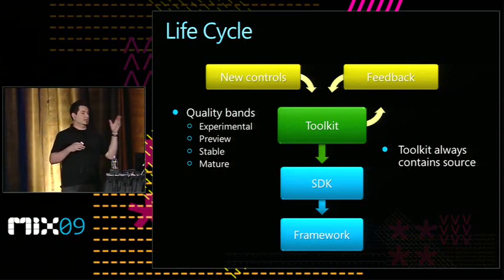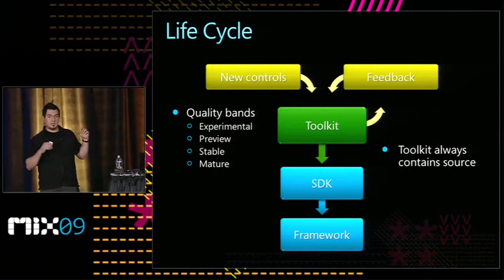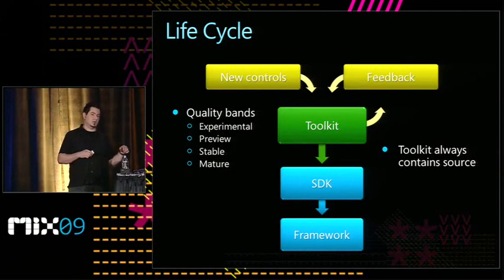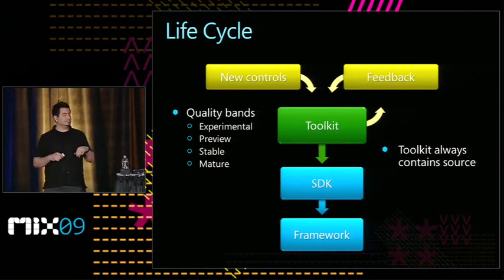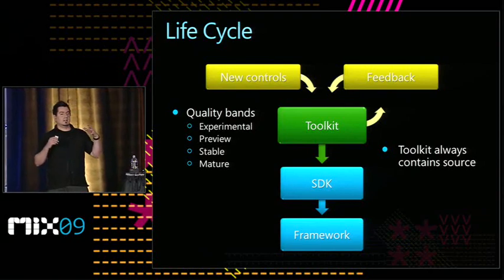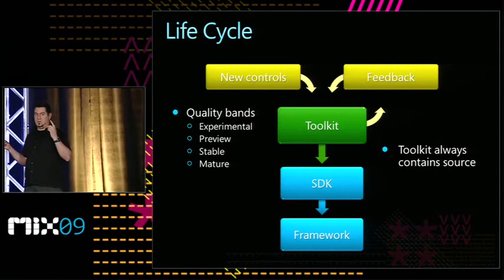As controls come into the toolkit, they have these quality bands. Experimental, we're just trying stuff out, see what you think of them. Preview, I know we've solidified on them a little bit. Stable, they're starting to rock. And mature, they're baked, they're fully baked. As they go through this cycle, we don't need to iterate them on it as much anymore. They don't need to be in the toolkit. You don't need a new version every 8 weeks.